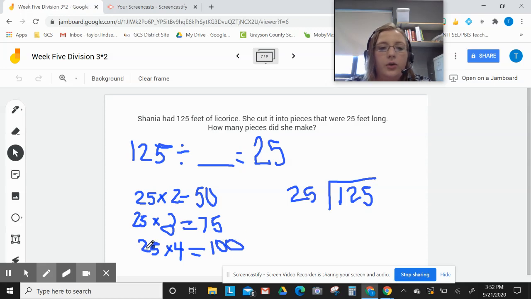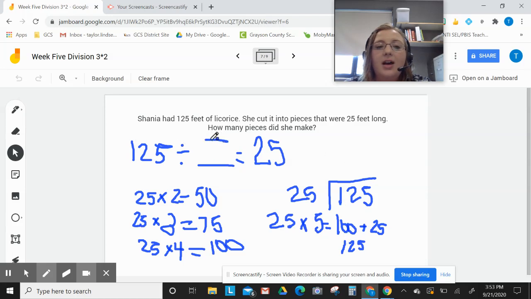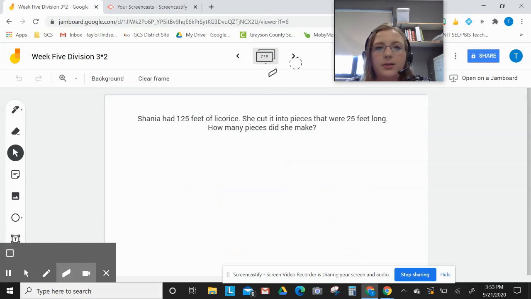So then I don't know my next fact, but I can add another group. So 25 times 5 is equal to 100 plus 25, which is equal to what? 125. So our answer is we can make 5 groups of 25. Now let's go to the next one. Let me go ahead and erase all this work.